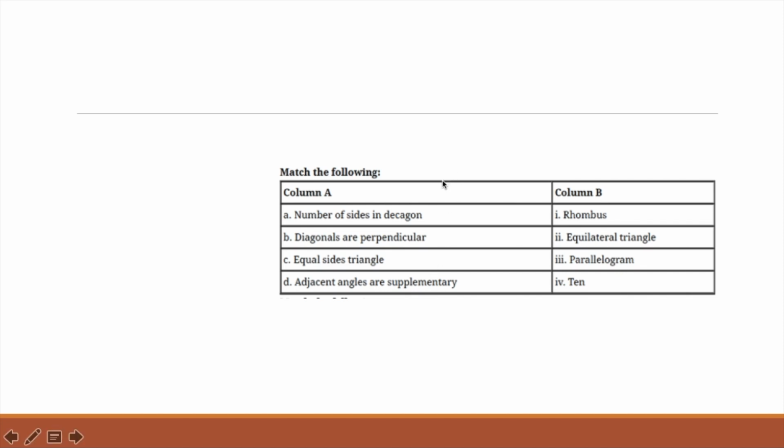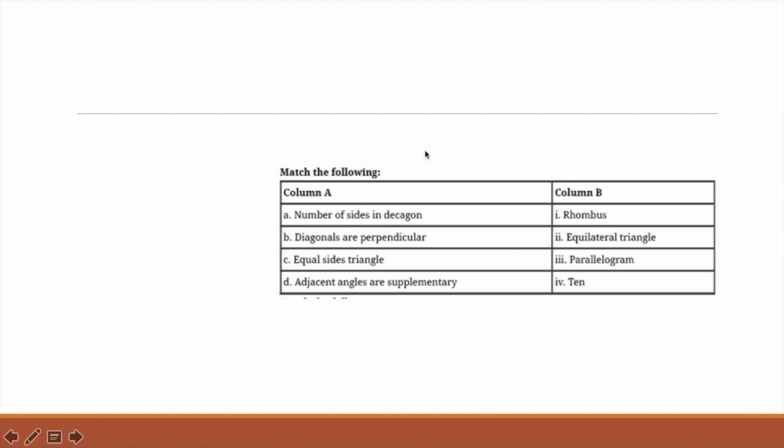Match the following. Number of sides in a decagon: decagon means 10, so number of sides is 10. Diagonals are perpendicular, let's say rhombus is the option, diagonals are perpendicular. Equal sides triangle is an equilateral triangle. Adjacent angles are supplementary, that is a parallelogram.